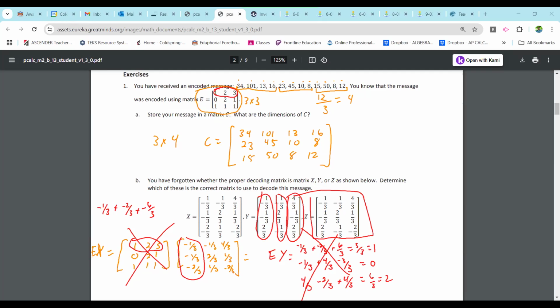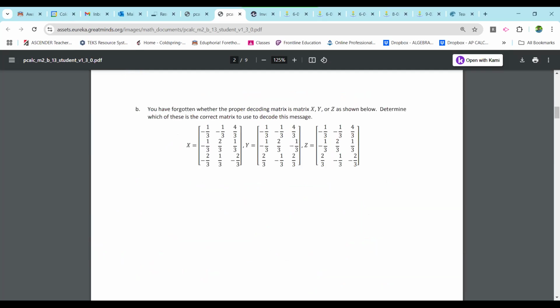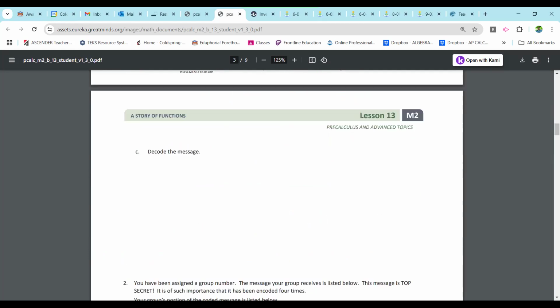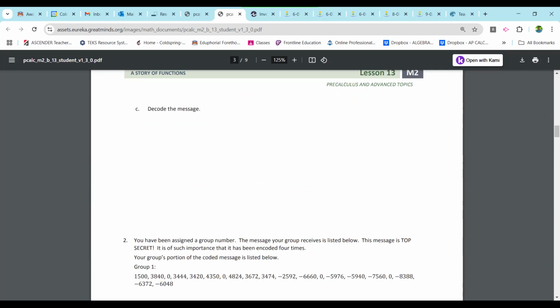Let's see how my little spies are doing right now. On part C here, you're going to decode the message. Now that you know Z is the inverse, or your decoder, take that and multiply it to that matrix C that we came up with in part A. Figure out what your new numbers are, and then use that alphabet idea, 1 through 26, and 0 being a space, and see if you can come up with it.